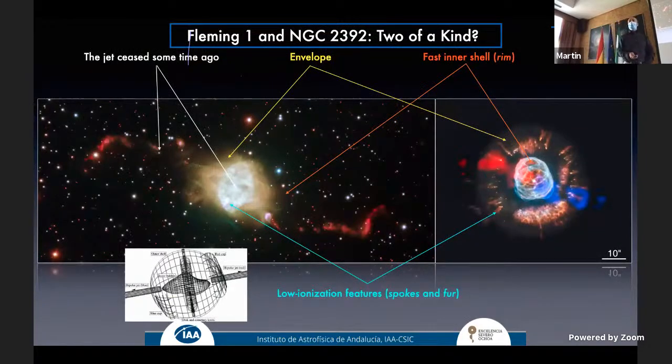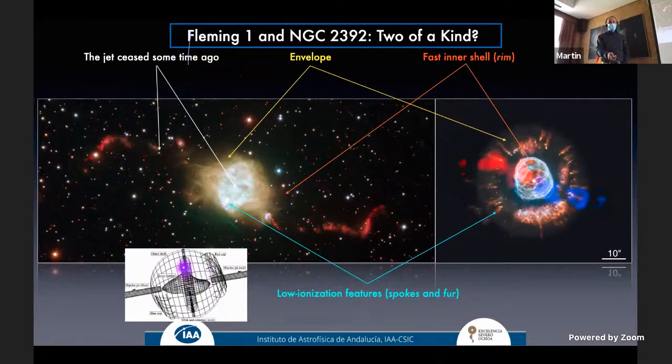There are many similarities between the jet of the Eskimo and that of Fleming 1. We see, for instance, that in the case of Fleming 1, there is an envelope that we see projected on the sky, but in the case of the Eskimo, it's probably face on. It's like we see a pole-on view of the envelope. There are low ionization features in Fleming 1, where we clearly see a kind of ring-like structure projected on the sky, as in the Eskimo.